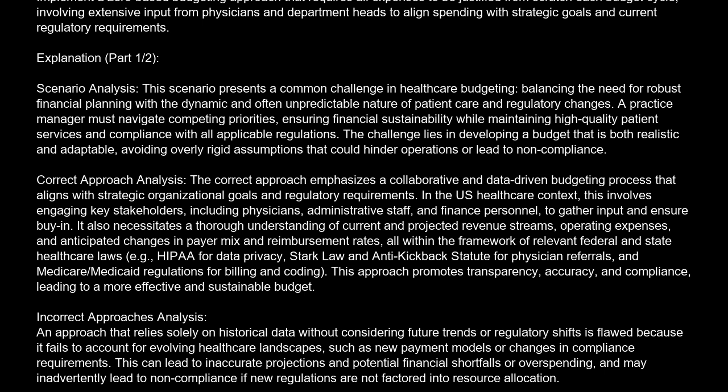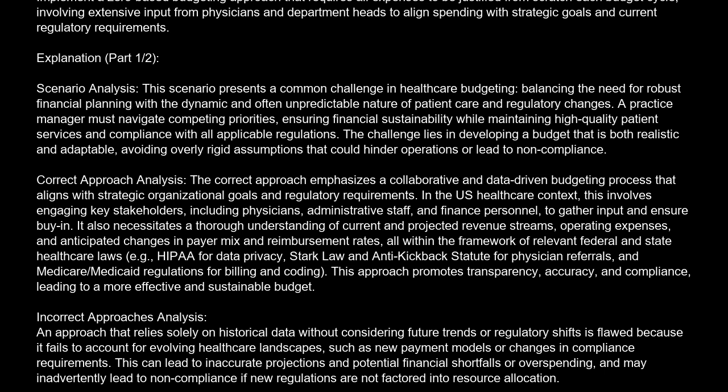Explanation. Scenario analysis. This scenario presents a common challenge in healthcare budgeting, balancing the need for robust financial planning with the dynamic and often unpredictable nature of patient care and regulatory changes. A practice manager must navigate competing priorities, ensuring financial sustainability while maintaining high-quality patient services and compliance with all applicable regulations. The challenge lies in developing a budget that is both realistic and adaptable, avoiding overly rigid assumptions that could hinder operations or lead to non-compliance.